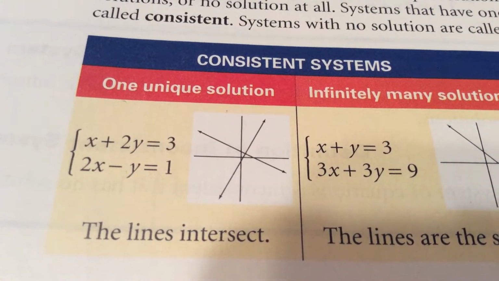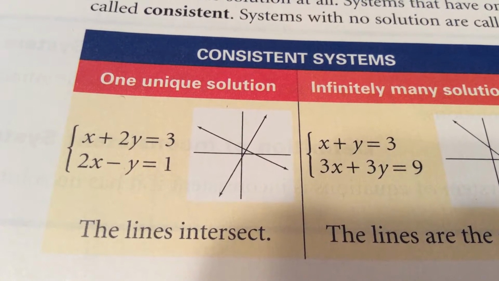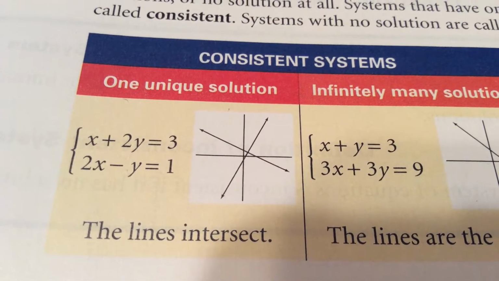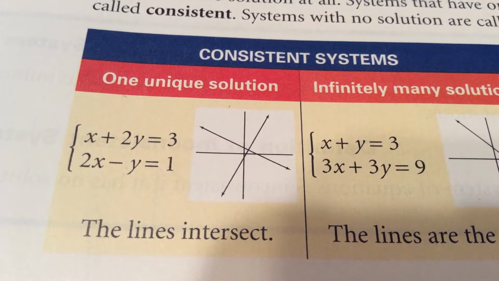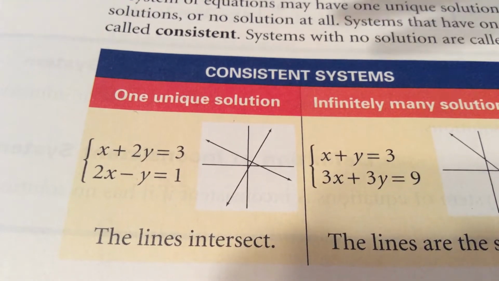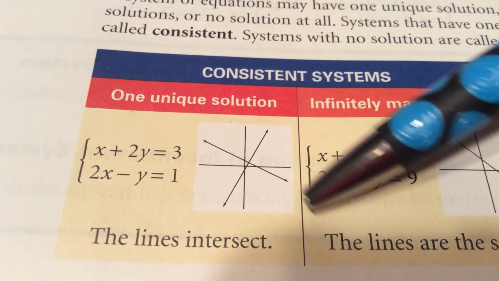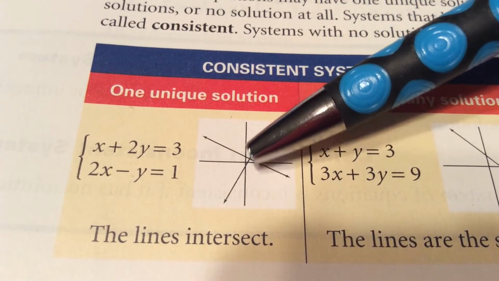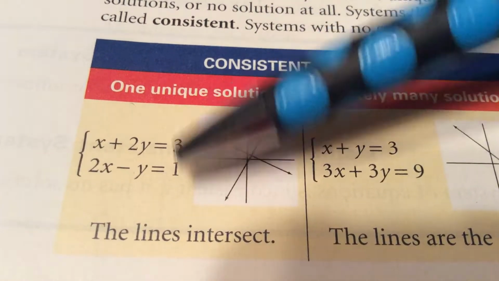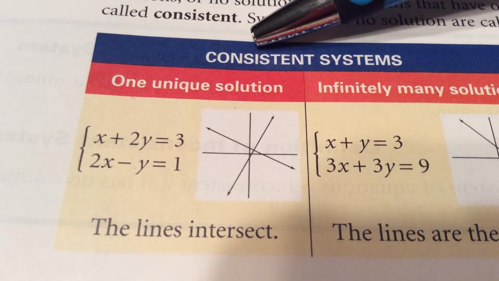In this lesson, 7.4, we're going to talk about some terminology we use when solving equations. This is all about the terminology. When we solve equations like this, what we're looking for is one point where they cross. These intersect. There's only one point that's common to both of these. One unique solution. That is consistent.